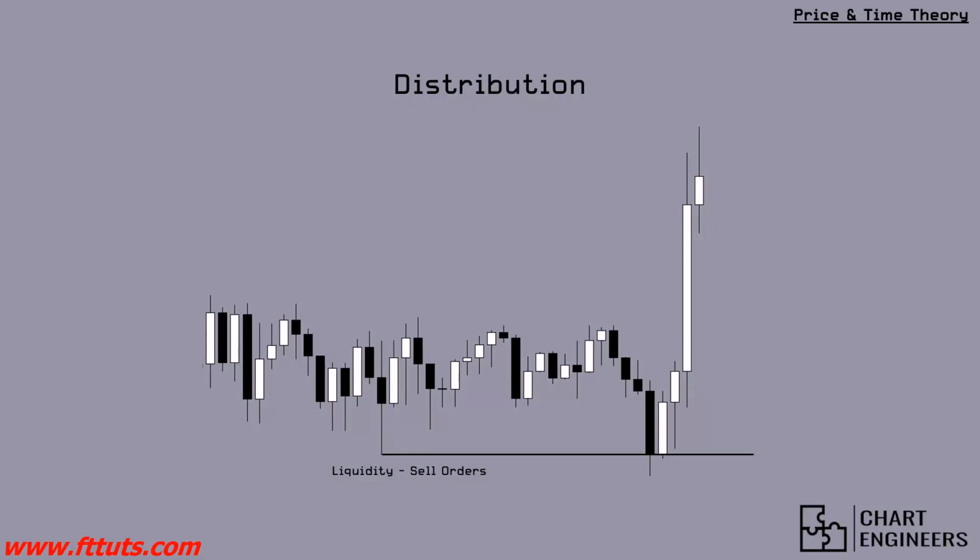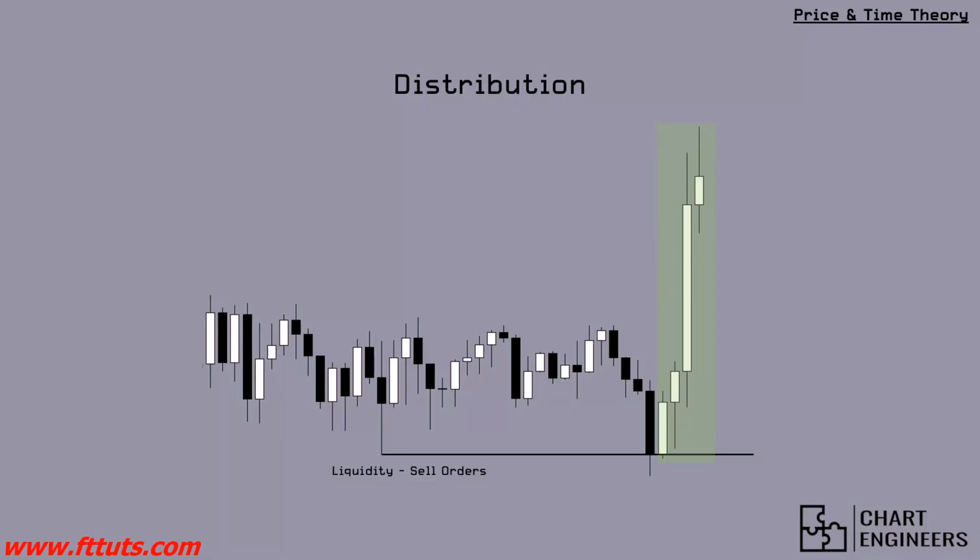So here we see after the manipulation, price moves up very quickly. So we see 4 very bullish candles, and this is because of the injection of liquidity in the markets after pairing the retail speculator sell orders with the institutional speculators buy orders.